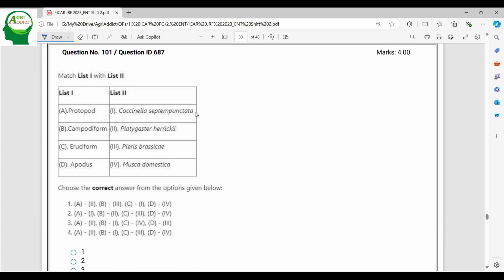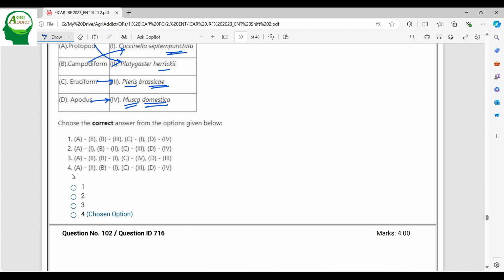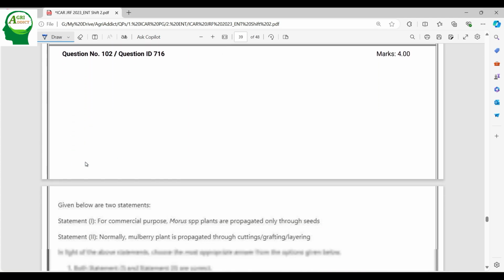So match the following. First, it is protopod larva. So that is Platygaster herrickii. Then campodeiform larva. It is Coccinella septempunctata or ladybird beetle larva. Then eruciform larva. You know that it is of Pieris brassicae, the polypod larva of cabbage butterfly. Then apodous, that is maggot like Musca domestica or housefly of Diptera. So 4 is the correct answer.